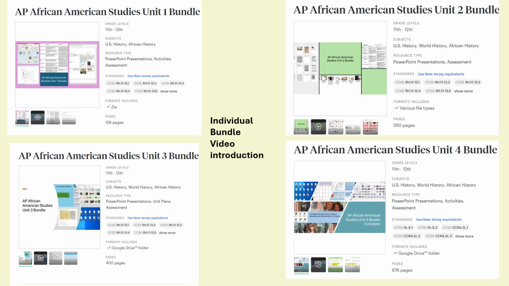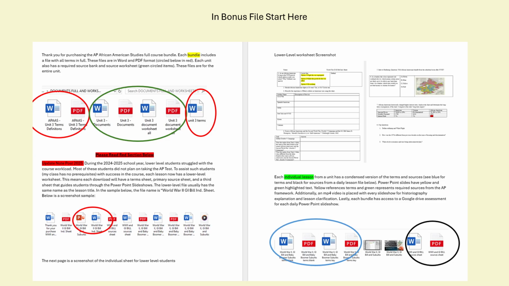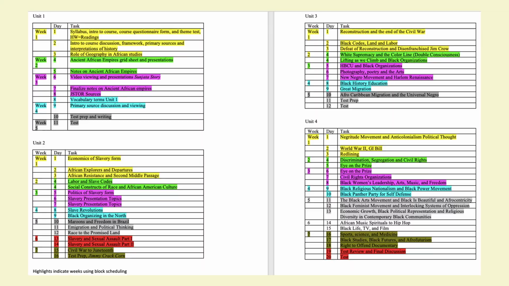This video will act as an introduction to the bundle structure. Keep in mind there will be screenshots from different units, but you will also see a section that will be specific to the unit you are currently looking at. There is an introductory file in the bonus section that is designed to walk you through how to implement this in your class. You will also get a pacing guide for each of the 4 units.